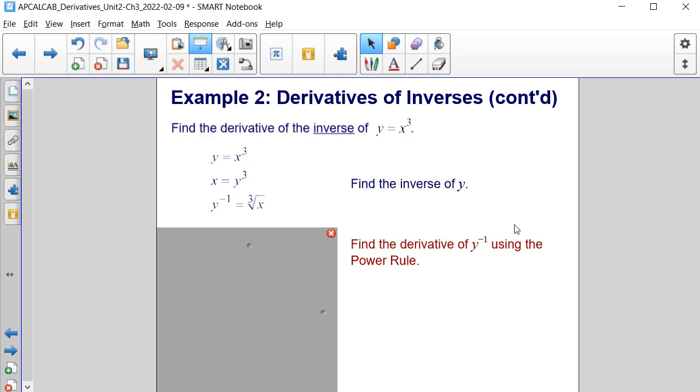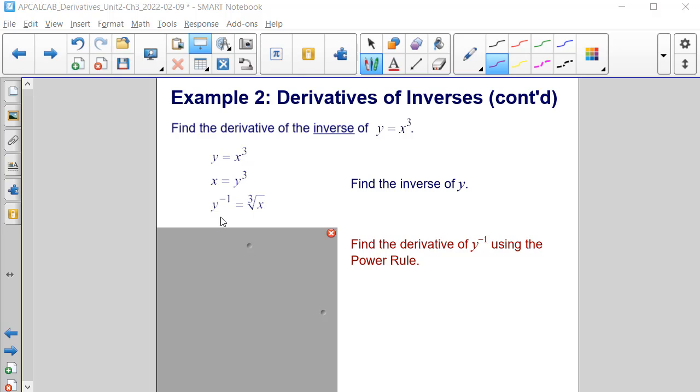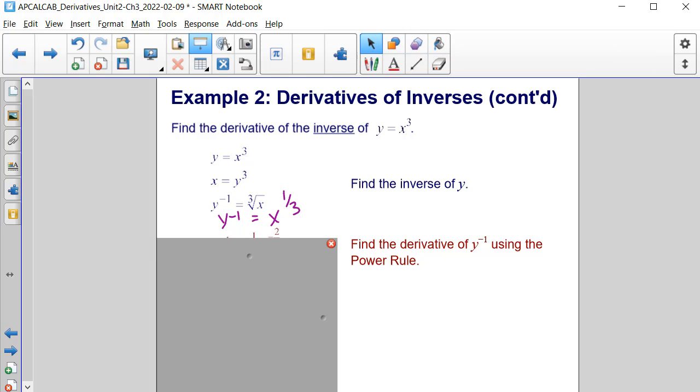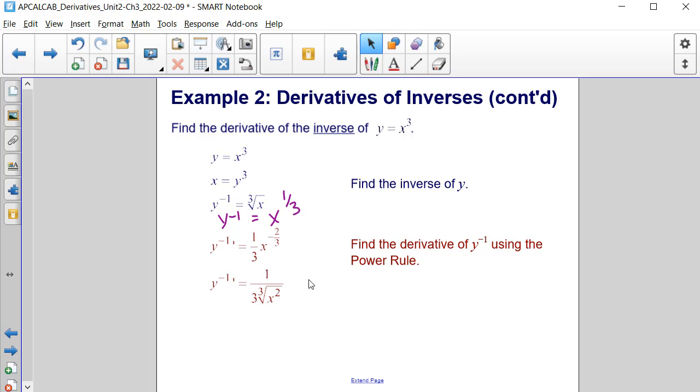Next, we can find the derivative of y inverse using the power rule. We know that y inverse can also be written as x to the 1/3 power. So now we can use the power rule to find the derivative. So we would bring the 1/3 down and raise x to the negative 2/3 power. And we'll have that the derivative of y inverse is equal to 1 divided by 3 times the cube root of x squared.